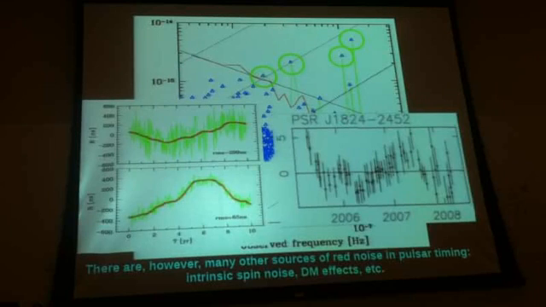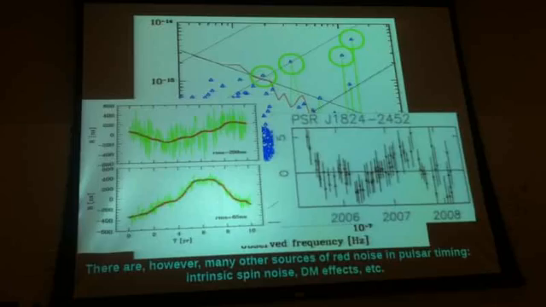But we are not hopeless at this point, because all these things are unique to each pulsar, okay? From pulsar to pulsar, you have different sources of red noise. They care about the propagation effect in the interstellar medium, they care about the characteristic of individual pulsars, but you do not expect them to be correlated, one pulsar with another, okay?